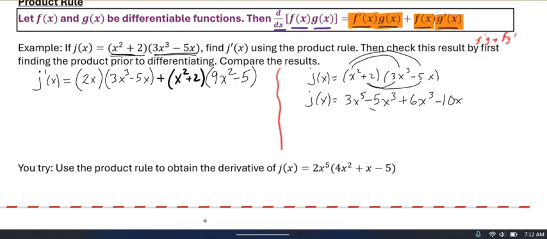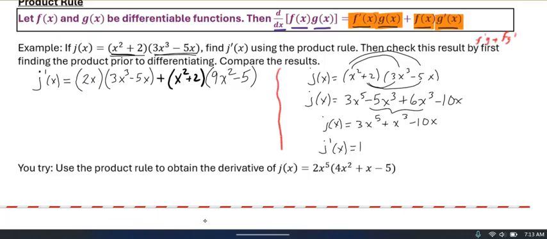Well, let's clean that up by combining these two terms in the middle. So it's 3x to the 5th plus x cubed minus 10x. That's my j of x simplified prior to taking the derivative. Then let's take the derivative of that, j prime of x. I'm going to use the power rule just a few times here.